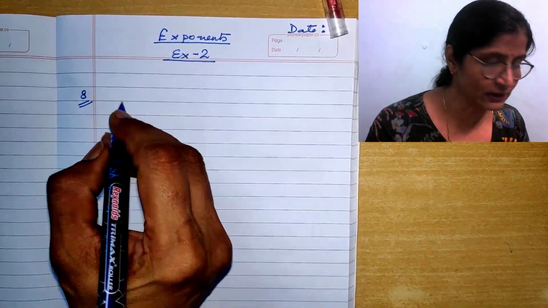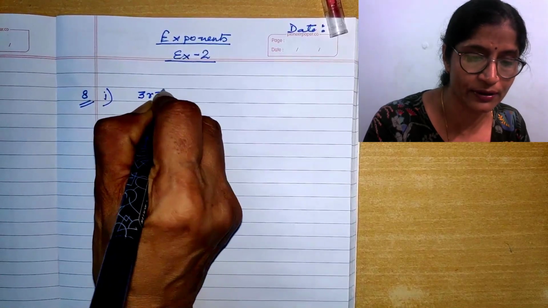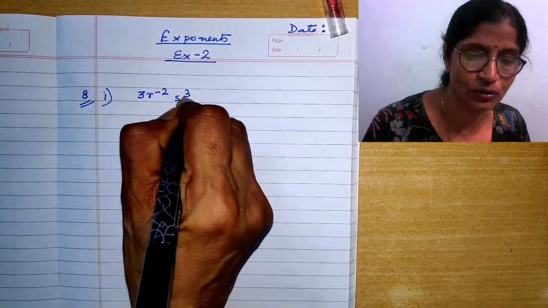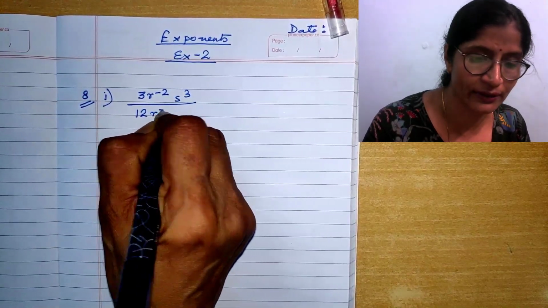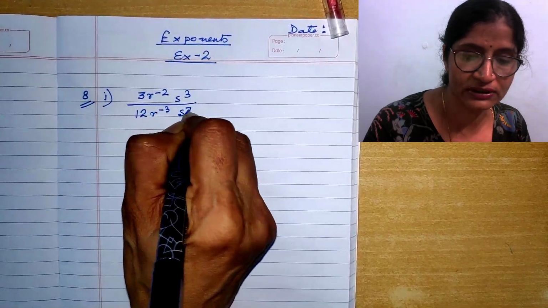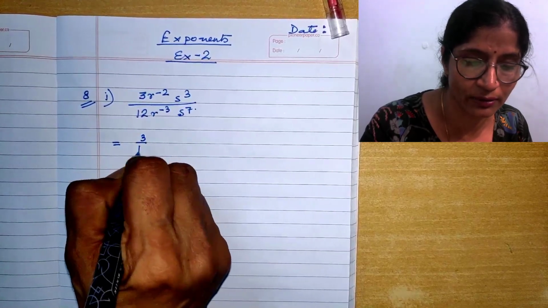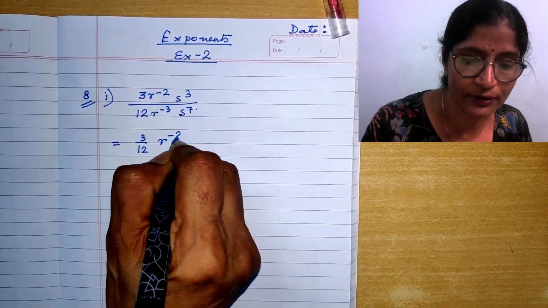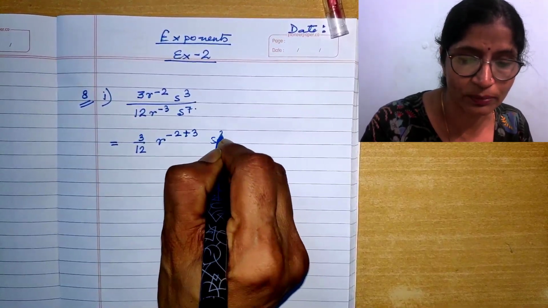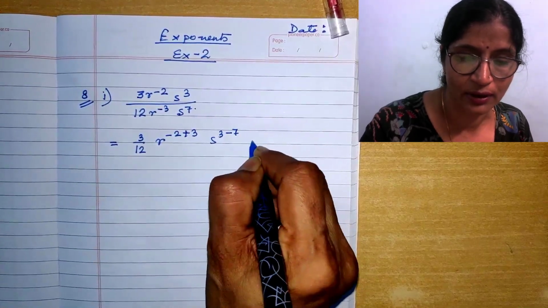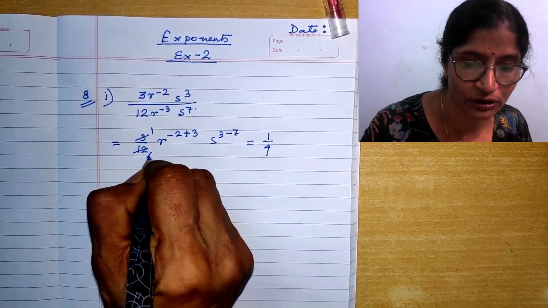So for example, the first sum is what? 3r to the power minus 2 s cube divided by 12 r to the power minus 3 s to the power 7. No variable in the denominator, so it is okay, a number will be there. Then r to the power minus 2, take it in the numerator, so it will become plus 3, s to the power 3 minus 7, and that is equal to what? 1 divided by 4. Why? Because 3 1s are 3, 3 4s are 12.